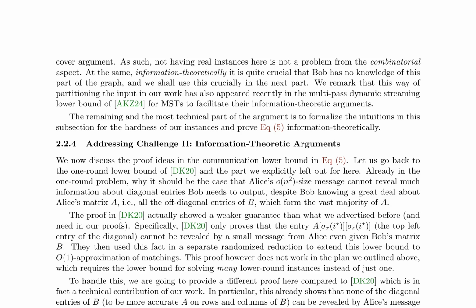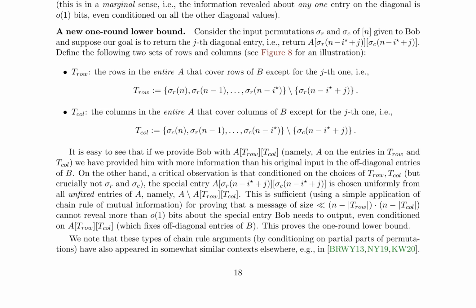They show that providing Bob with T_row and T_col gives him more information than his original input in the off-diagonal entries of B. However, conditioned on the choices of T_row and T_col, the special entry A[sigma R(n-i+j), sigma C(n-i+j)] is chosen uniformly from all unfixed entries of A. This is sufficient to prove that a message of size much less than (n-|T_row|)(n-|T_col|) cannot reveal more than 1 bit about the special entry Bob needs to output.